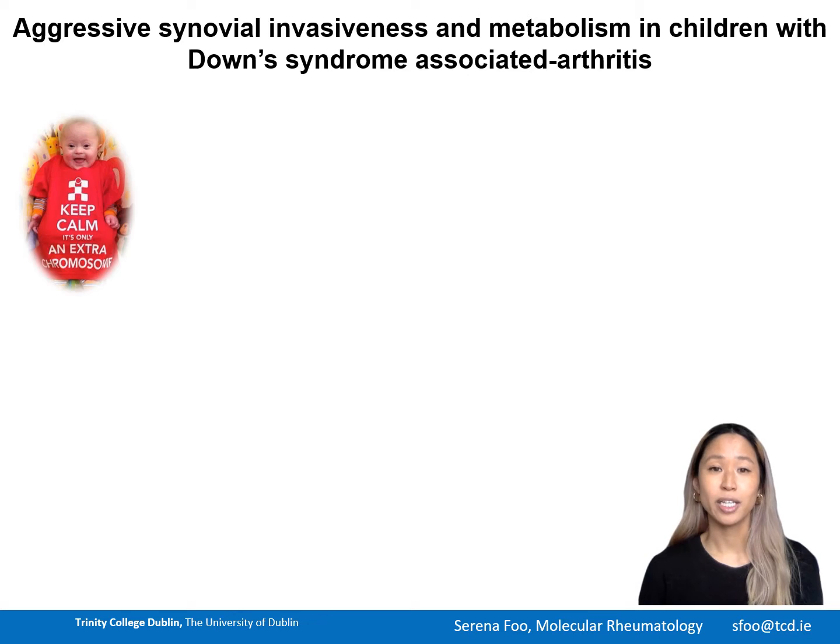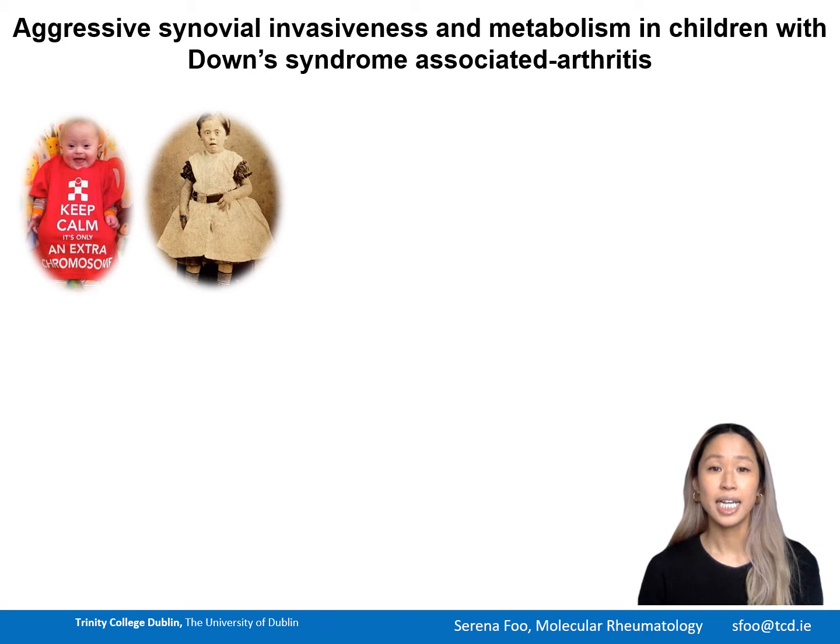Down syndrome is caused by the triplication of chromosome 21, and with it comes a lot of autoimmune disorders such as Down syndrome-associated arthritis, or DA for short. In 1990, the world's largest case series of children with DA was reported with a total patient number of 9. However, this photograph was taken in 1884, and it's clear that this little girl who has Down syndrome also has inflammatory arthritis in her hands.